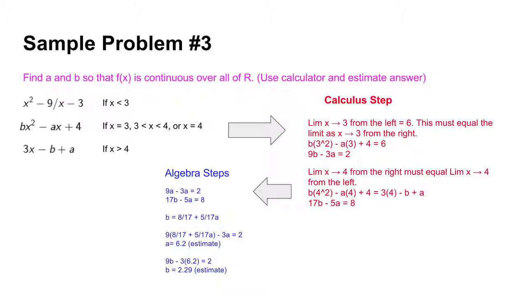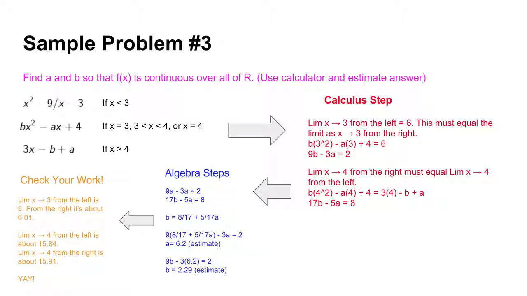You have to be very careful with your work, but once you do it, you can check your work, and you plug the numbers back in, and you make sure that you've done it all correctly. And you found that a was about 6.2 and b is about 2.29. Since I made this problem up, the numbers aren't too pretty, but the limit as x approaches 3 from the left is about 6, and from the right it's about 6.01. So you know that as x approaches 3, the limit is about correct. You've solved that correctly. And for x equals 4, about 15.84 and 15.91. So again, you know you did your work correctly.